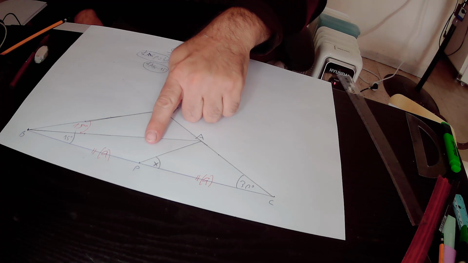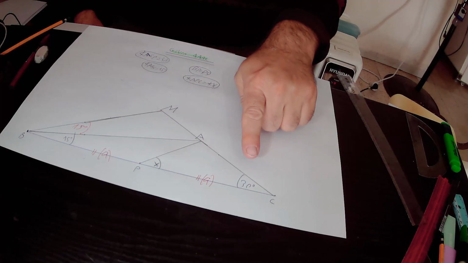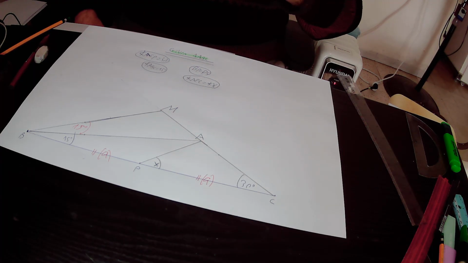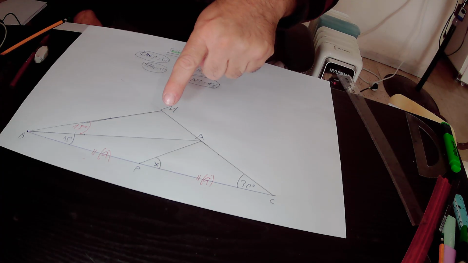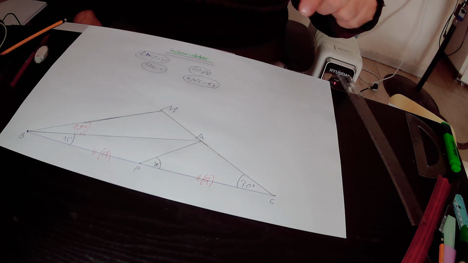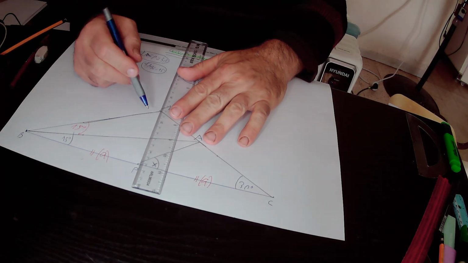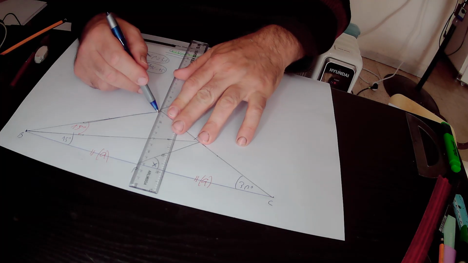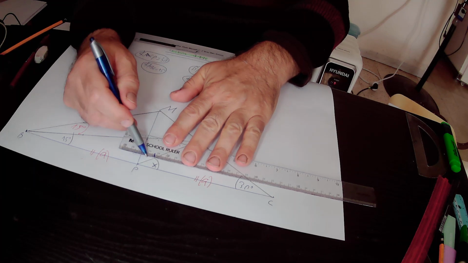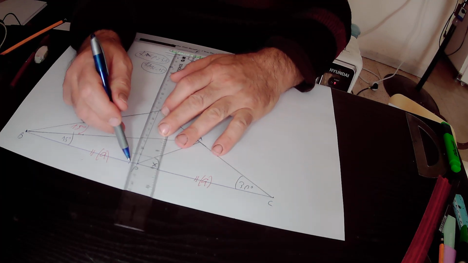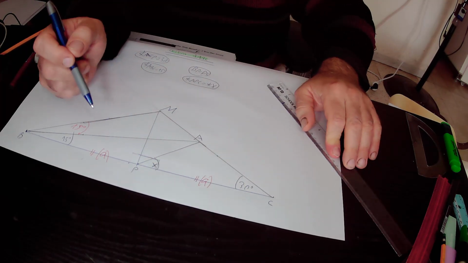At point P, the base BC is being bisected into two halves. The first half is BP, that is A, the second half is PC, that is also A. So, therefore, the perpendicular from point M to the base BC must touch the base BC at point P and not at any other point. Okay, this angle equals 90 degrees in its size, and this angle also equals 90 degrees in its size because it is perpendicular to the base BC.